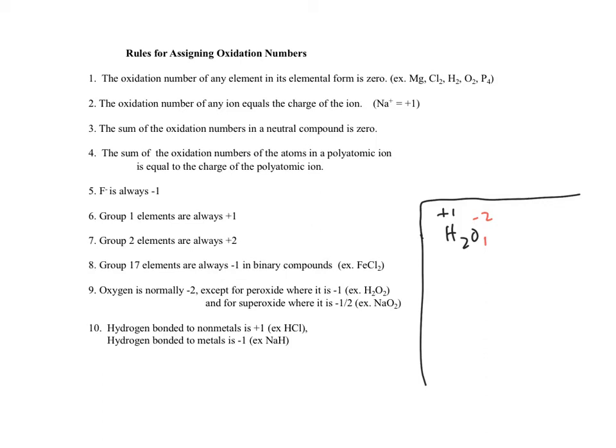And then if you have one of the exceptions, H2O2, then look at hydrogen. It's bonded to a nonmetal, so it's going to be +1. And the only way this is going to add to 0 is if oxygen is -1. So you have 2 times +1 plus 2 times -1 equals 0. All right, and so you have this unusual situation that oxygen has an oxidation number of -1. Then the other one is a superoxide. So these are peroxides, right?